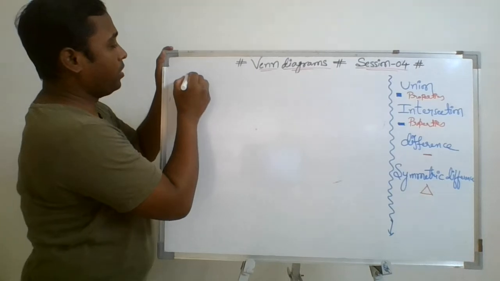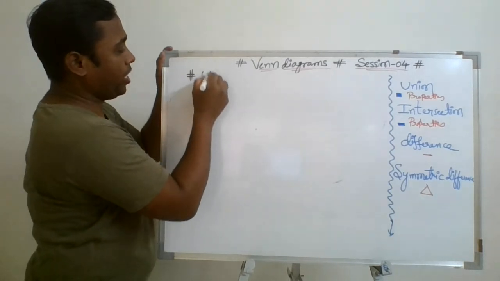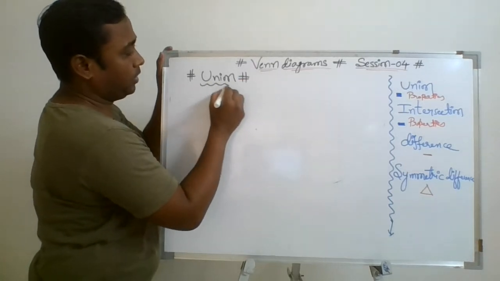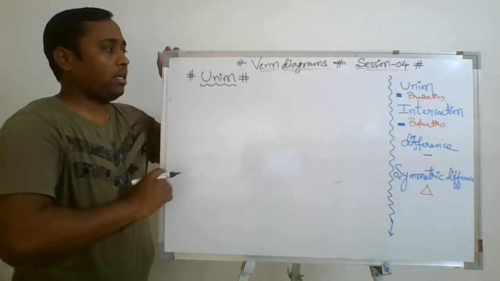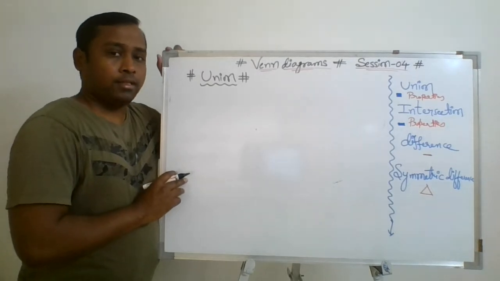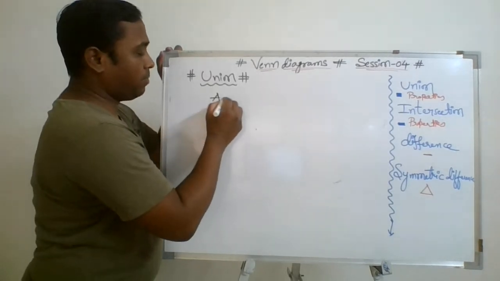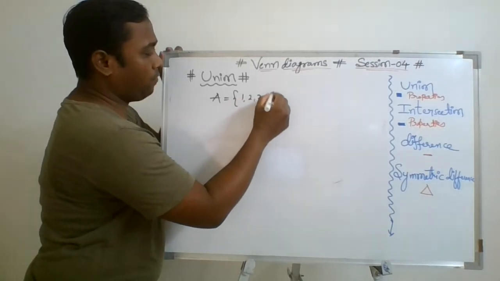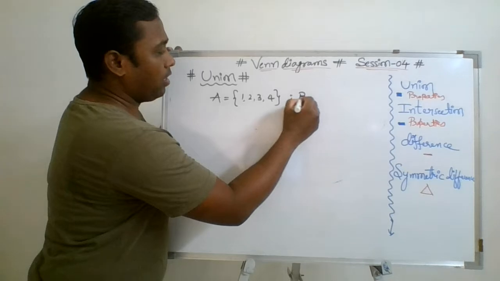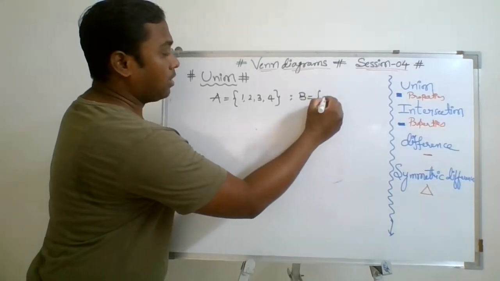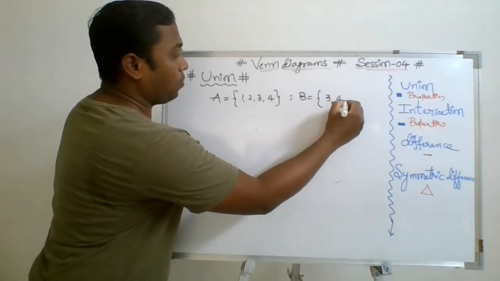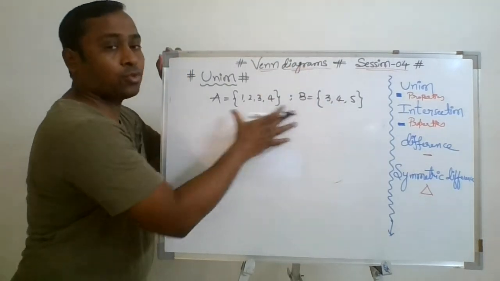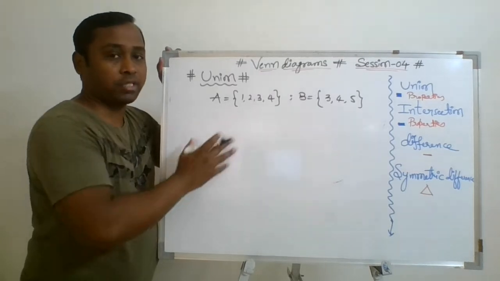Now first we are going to understand the operation union. What is meant by union? Union means, let us say, there are two sets having elements. I am taking finite sets here: set A has 1, 2, 3, 4, and set B has the elements 3, 4, 5. Now I want to combine these two sets to generate a new set.